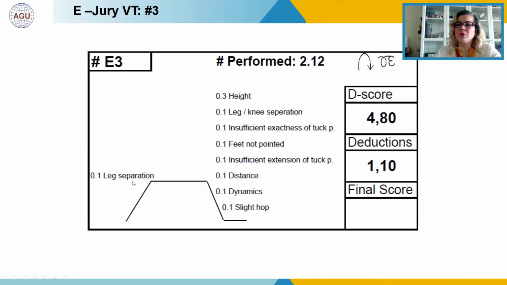We got 0.1 for leg separation in the first flight phase, and in the second flight phase, we got 0.3 for height, 0.1 for leg or knee separation, 0.1 for insufficient exactness of the tuck position, 0.1 for feet not pointed, 0.1 for insufficient extension of the tuck position, 0.1 for distance, 0.1 for dynamics, and 0.1 as landing deduction for the slight hop. So the total deduction is 1.1 for E deduction.